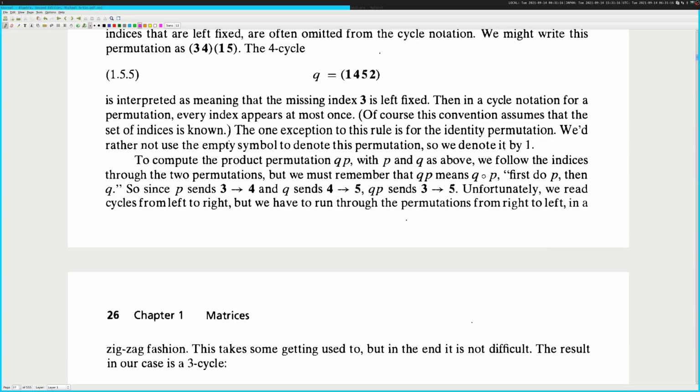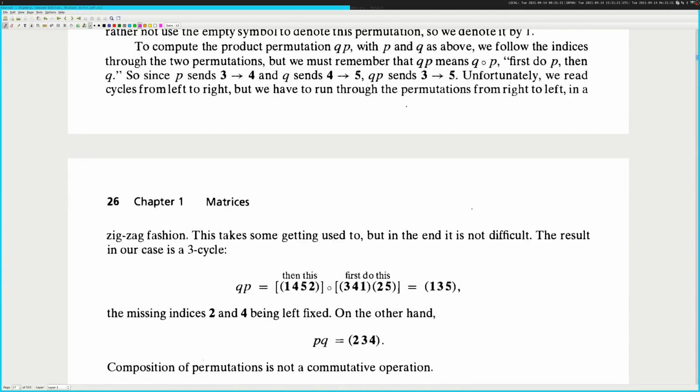This takes some getting used to, but in the end is not difficult. The result in our case is a 3 cycle. QP equals, he found it.